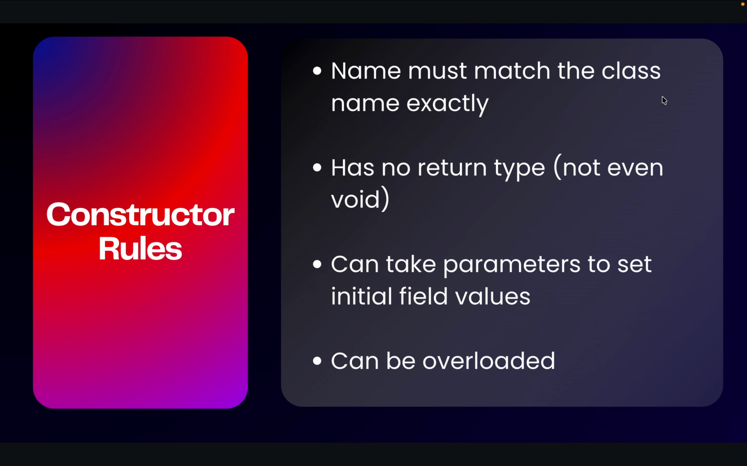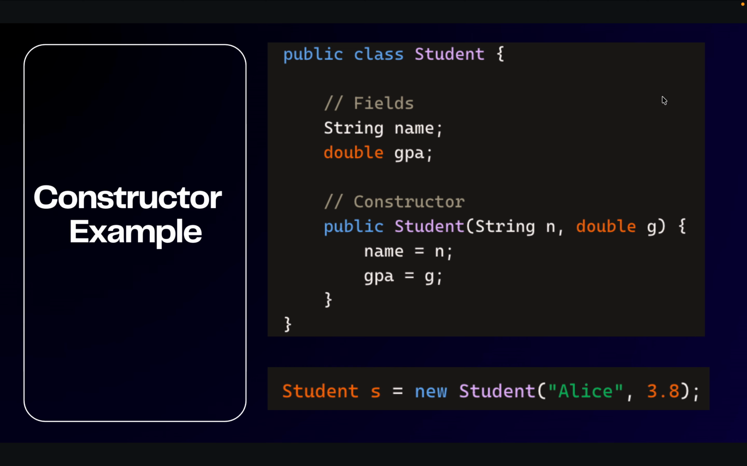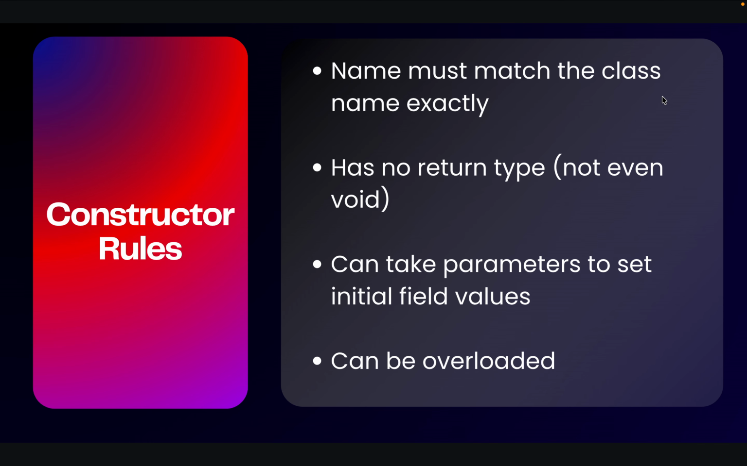So just to reiterate what I just covered, your name for your constructor must match the class name exactly. And keep note that our constructor has no return type, not even void. So if we go back, you see it literally just says public and then it has the class name. So in this case, Student. There is no void or there is no data type there. So also you can take parameters to set those field values, which you saw in the last one. We took n and g to pretty much set up our initial fields for our object.